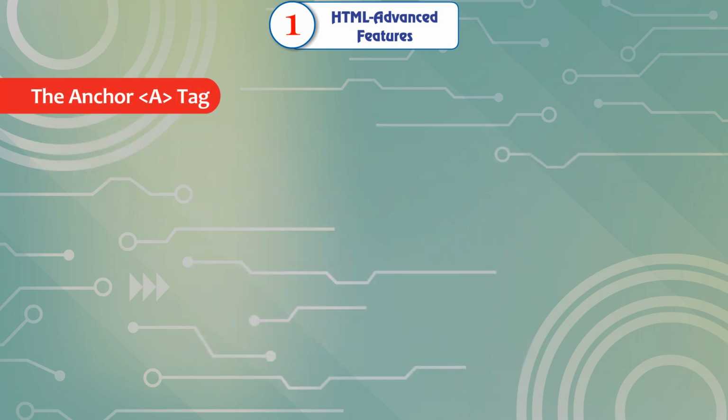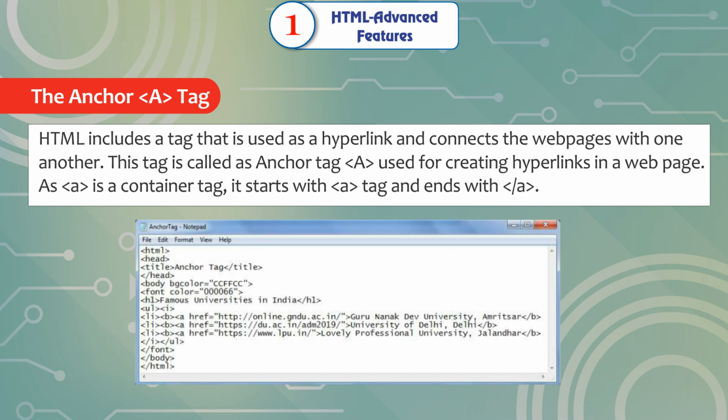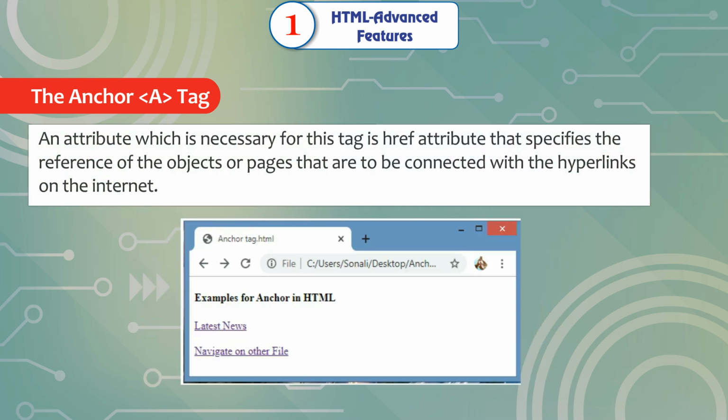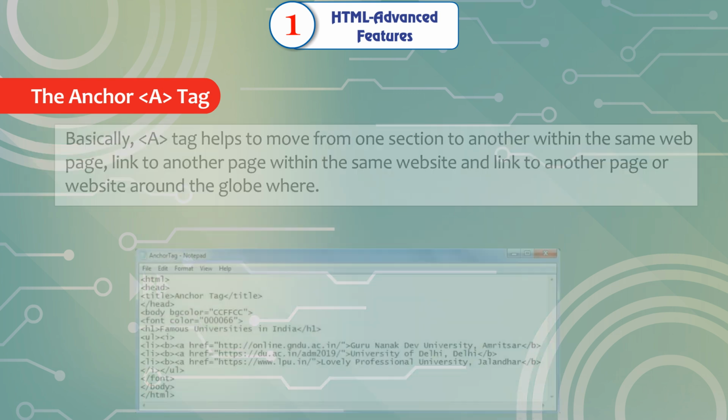The anchor a tag. HTML includes a tag that is used as a hyperlink and connects the web pages with one another. This tag is called the anchor tag, a, used for creating hyperlinks in a web page. As a is a container tag, it starts with a tag and ends with a closing tag. An attribute which is necessary for this tag is the href attribute that specifies the reference of the objects or pages that are to be connected with the hyperlinks on the internet.